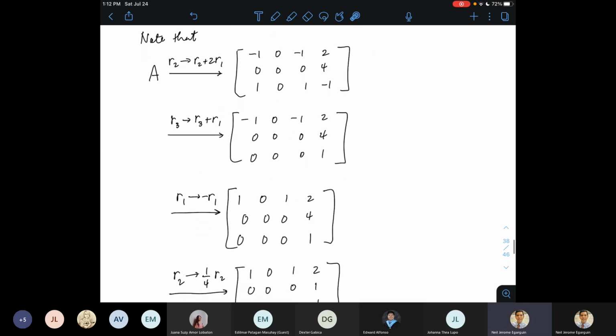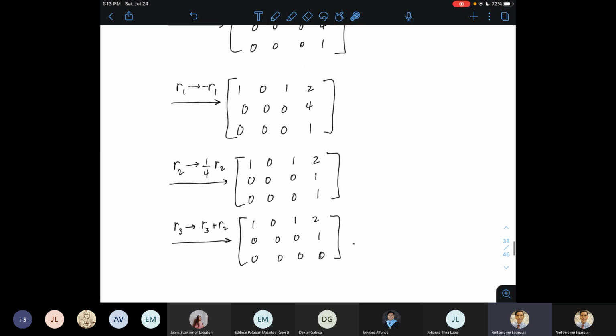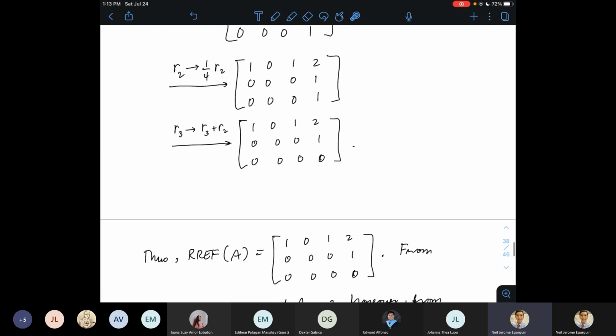Sorry about that, but yeah, and then you will continue doing this. Actually, mabilis lang pala siya. Okay, so do you guys want us to go into the details? But I guess you can trace it on your own. Mechanical lang naman yan, so you can verify that indeed you'll get here as your RREF.